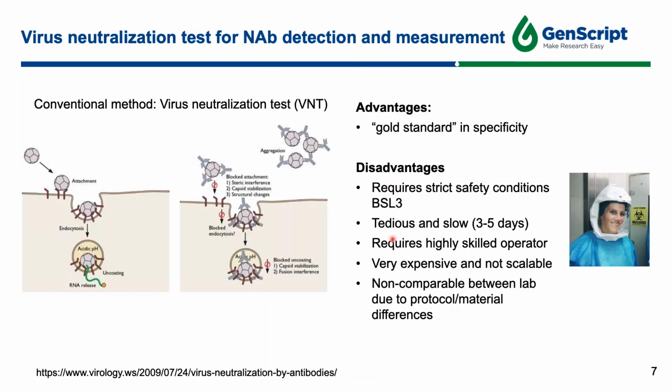The advantage of this assay is that it is the gold standard in specificity in detecting the functional neutralizing antibody. However, due to the highly contagious virus used, it requires strict safety conditions, biosafety level 3. As shown in this image here, the operator will need to have PPE including a full body jumpsuit and also respirators. The assay is also tedious and slow, and can take up to 3 to 5 days to obtain the result.